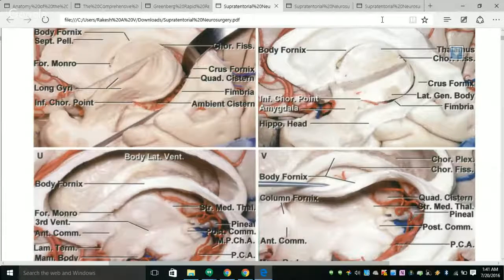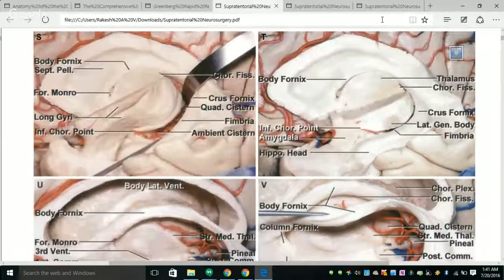The anterior wall of the temporal horn is formed by the amygdala, which tilts backwards above, but is separated from the hippocampal head by the temporal horn.